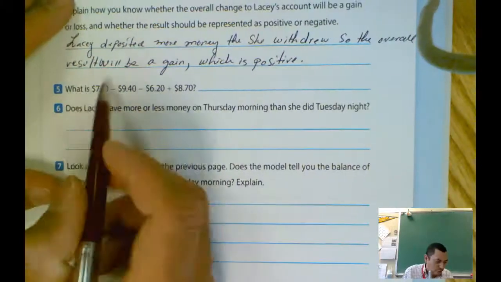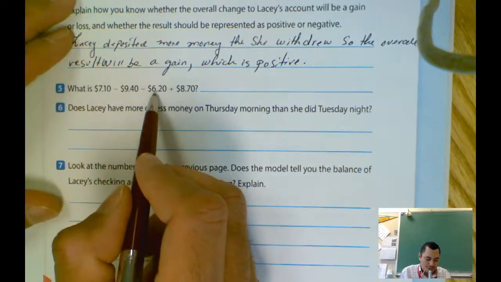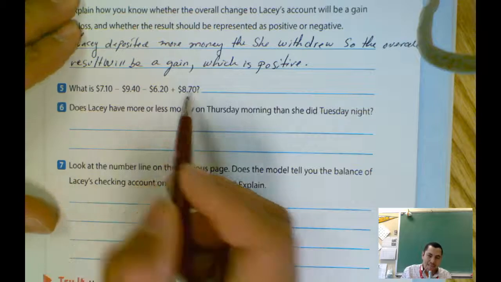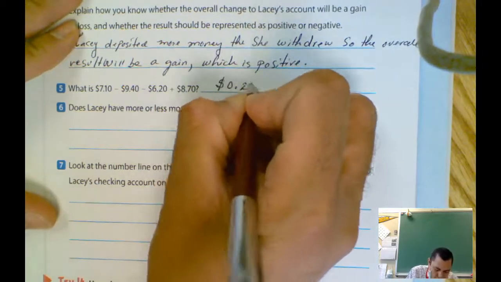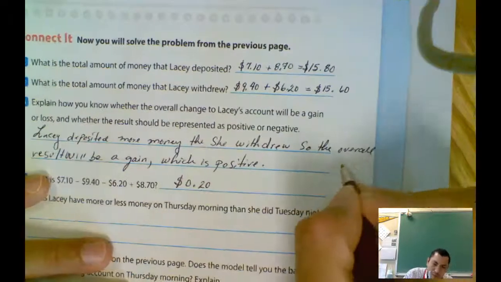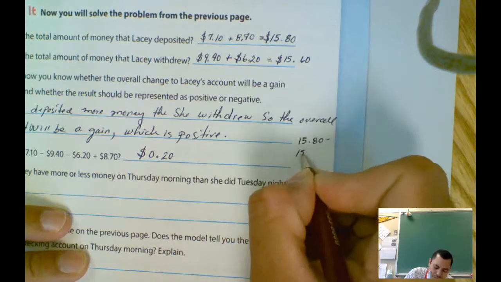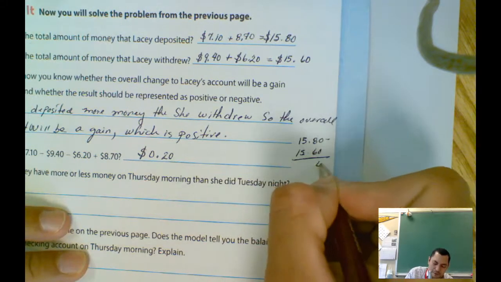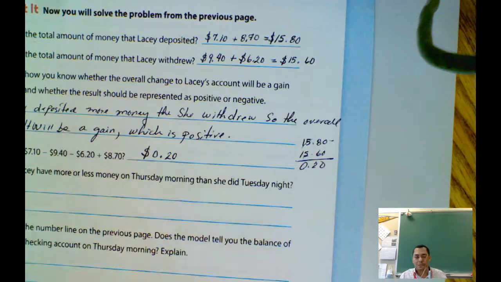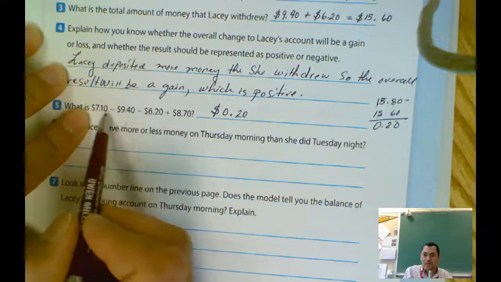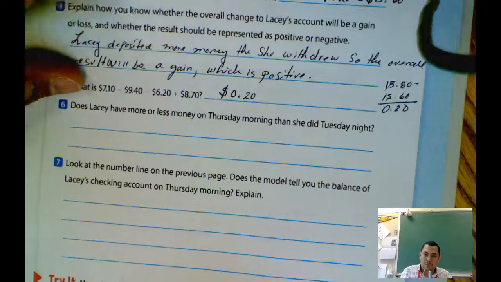Now we're going to do the operation. 7.10 minus 9.40 minus 6.20 plus 8.70 is equal to, in this case, 0.20. You can see it here. If you put these ones, 15.80 minus 15.60, okay, 8 minus 6 is 2, these two are 0, so you end up with 20 cents. You can also do the operation lining up these numbers with the decimal point the same way you did it in previous years, and you're going to end up with 20 cents.